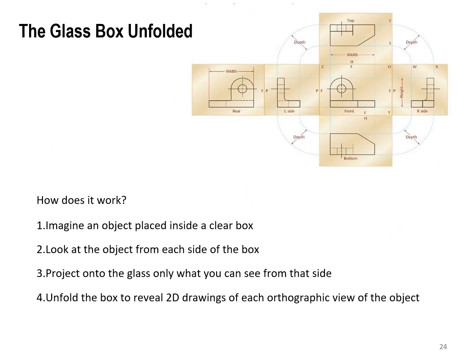So how does that work? Simply imagine that the object is placed inside a clear box. Look at the object from each side of the box. Project onto the glass only what you can see from that side. And finally, unfold the box to reveal the 2D drawings of each orthographic view of the object.